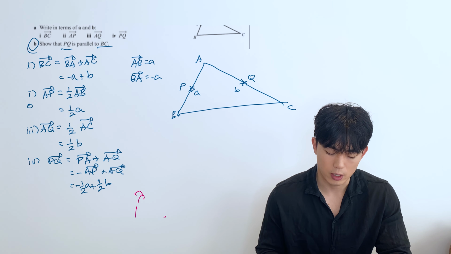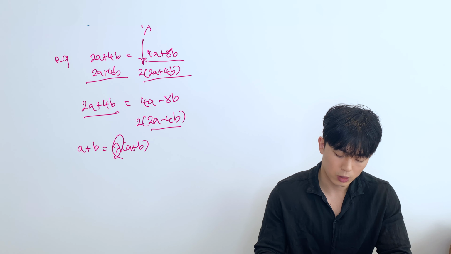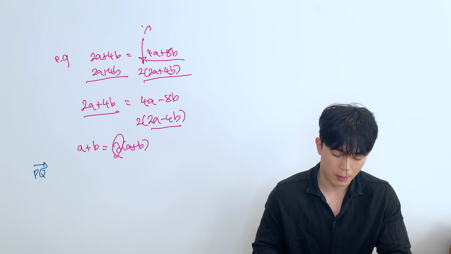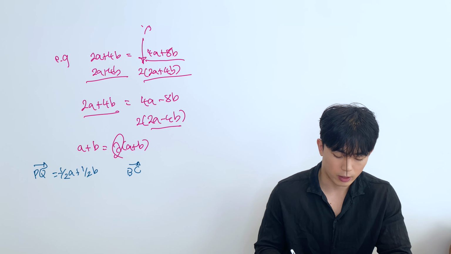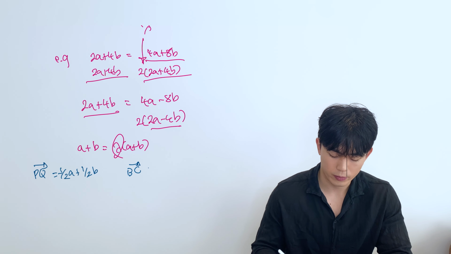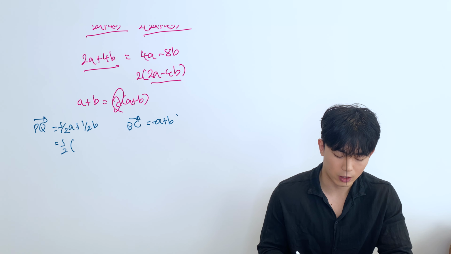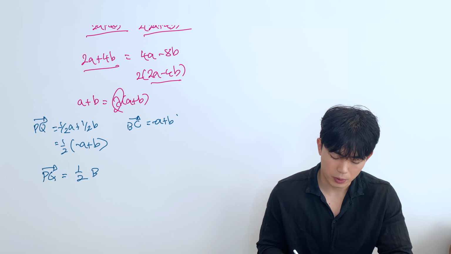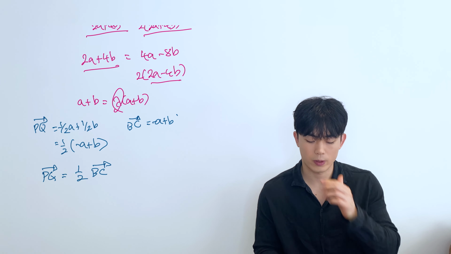So going back to this question here, it says PQ is parallel to BC. So PQ, the vector PQ we found earlier was minus half a plus half b, and BC we found earlier to be minus a plus b. Okay, and so what I can do is I can take the half out of this here, right, factorize it, and you're left with minus a plus b. And what you notice is actually PQ is equal to half of BC, meaning that they are going to be parallel vectors. So that's how you'd go about showing that they're parallel.